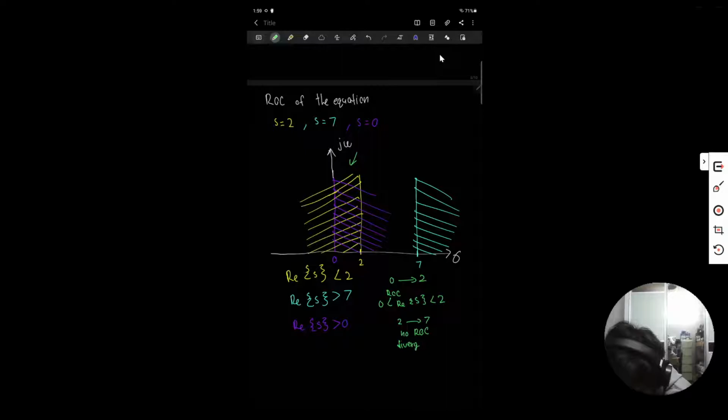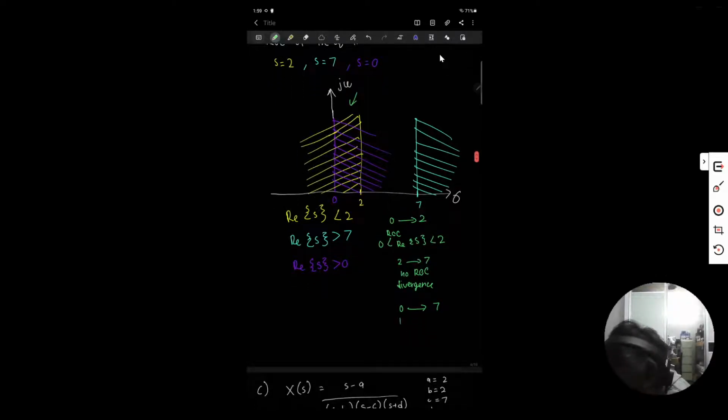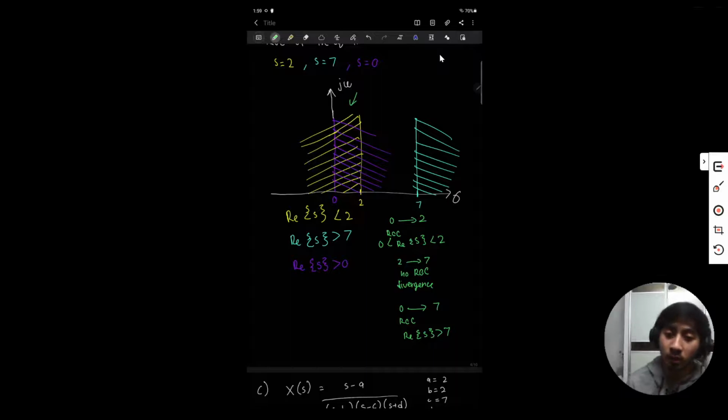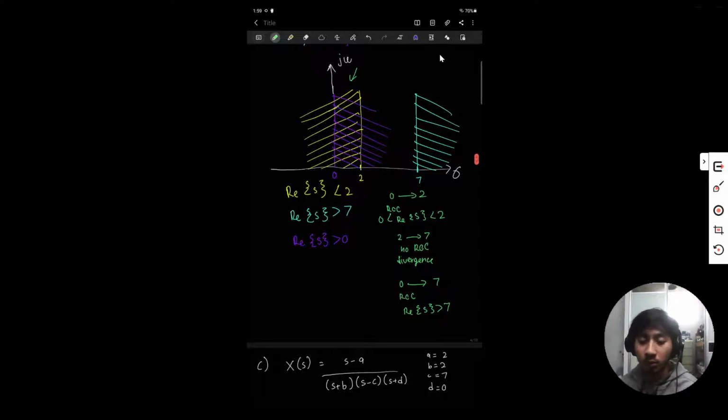And for the next one, from 0 to 7, we will get a ROC of Re more than 7, since both of them are pointing to the right side, so we take the furthest to the right, which is 7 again. So we get the ROC is more than 7.